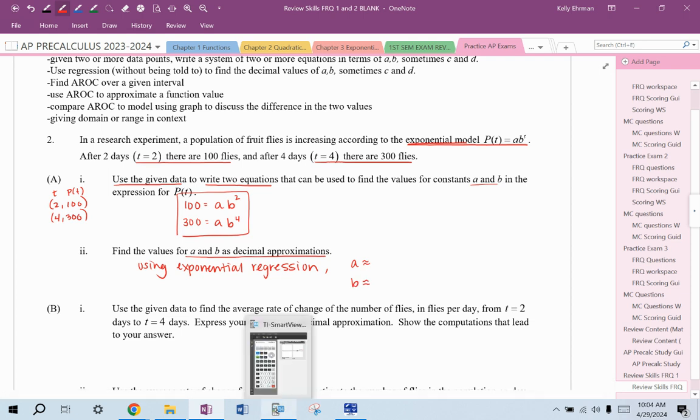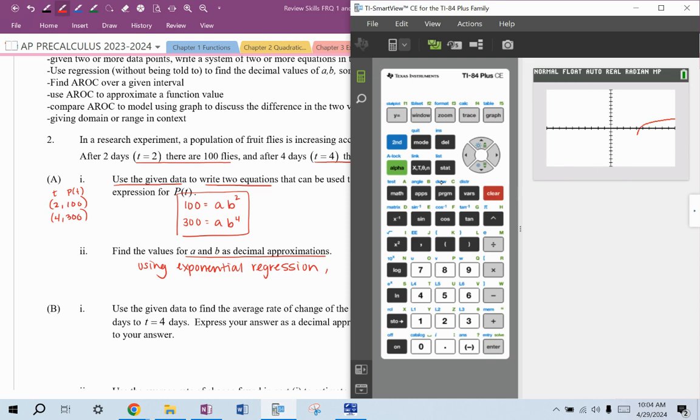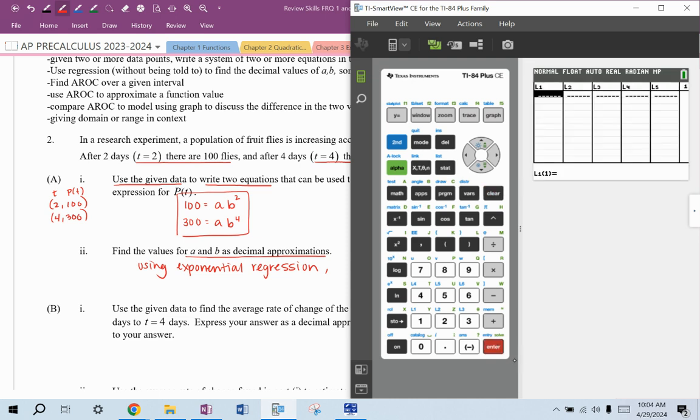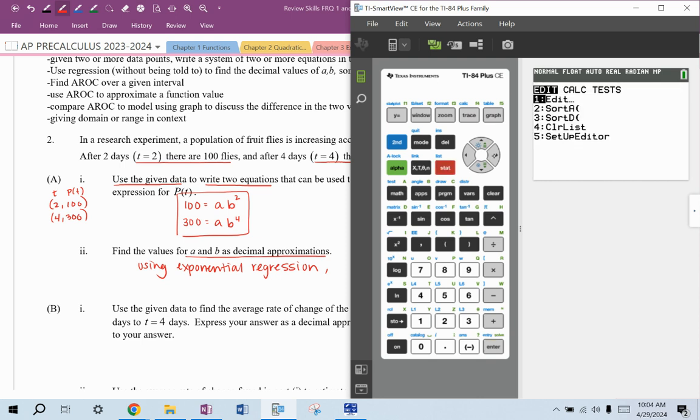Okay, so how do we do regression? Go to stat, edit, type in the 2 points they gave you. The t values are 2 and 4. The y values are 100 and 300. And then we go to stat, arrow over to calc, find exponential regression. It's toward the bottom. It's option 0.